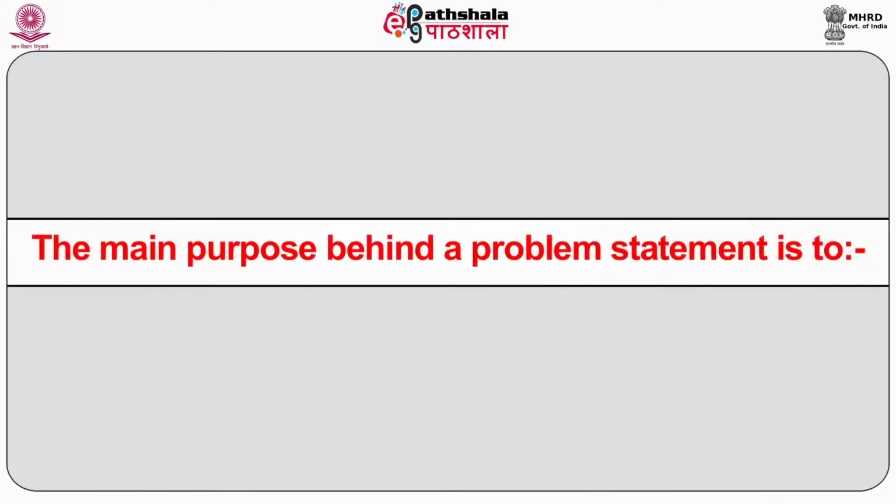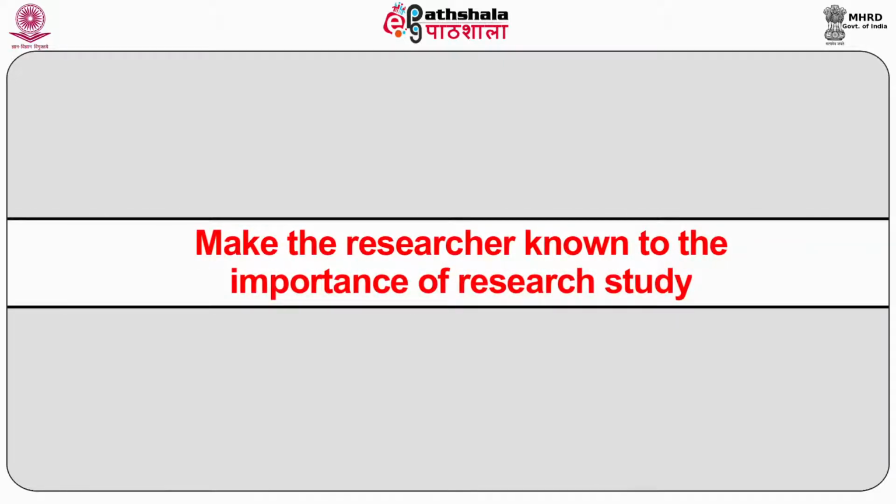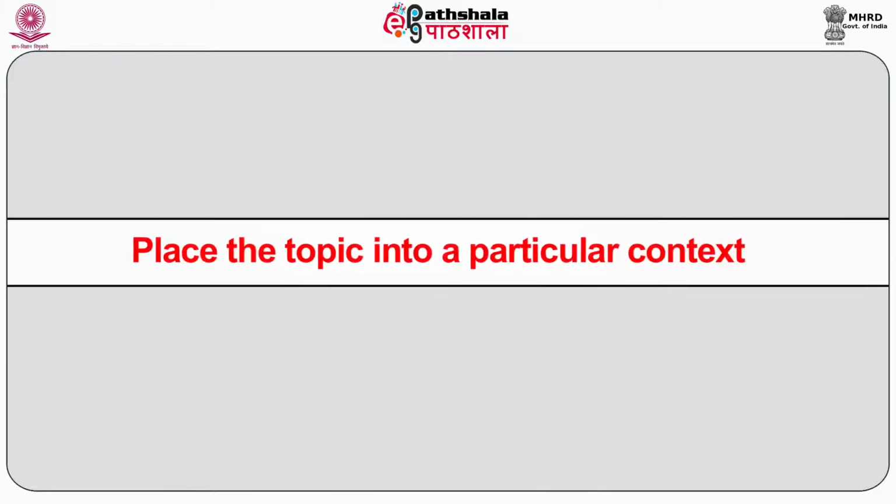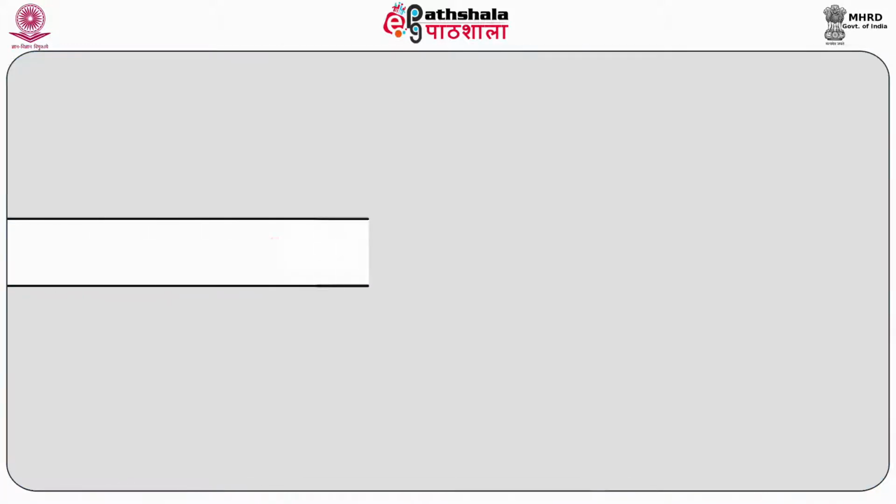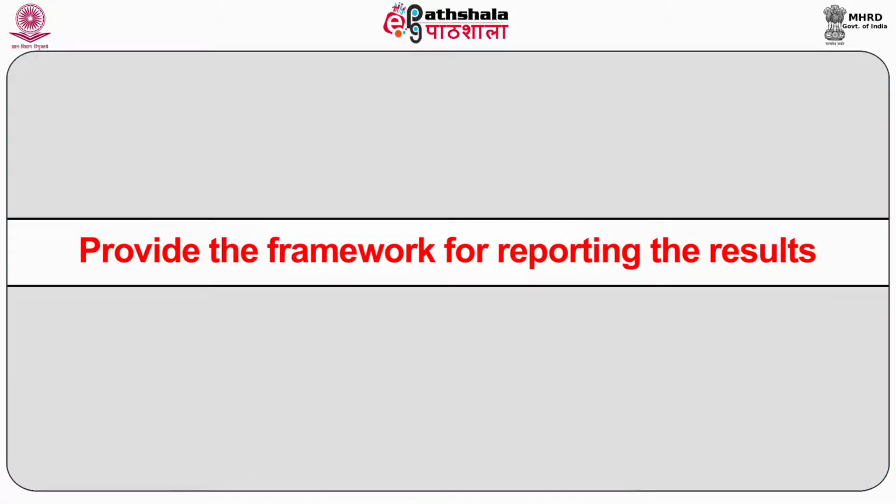The main purpose behind a problem statement is to, first, make the reader known to the importance of the research study. The reader is best made aware of the significance of the study and the research questions, hypotheses or assumptions to follow. Place the topic into a particular context that defines the parameters of what needs to be investigated. Further, to provide the framework for reporting the results and indicate what is probably required to conduct the study and explain how the findings would present this information.